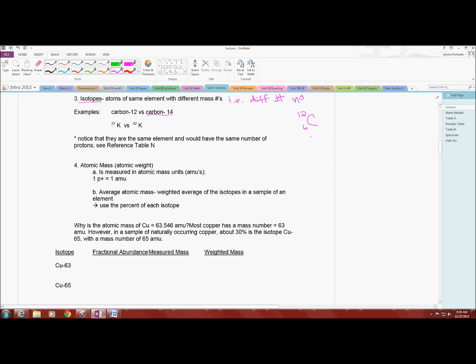has a mass of 12 and an atomic number of 6. So I said the atomic number tells you the number of protons. If it's a neutral atom, the protons equal electrons, and to find the neutrons we subtract. So 12 minus 6 is 6.